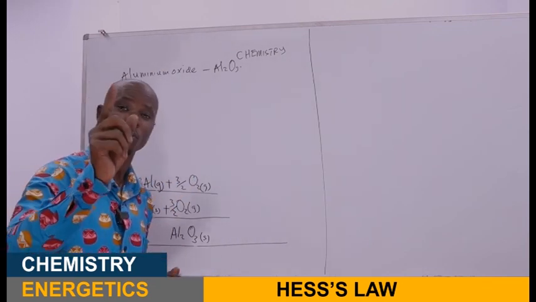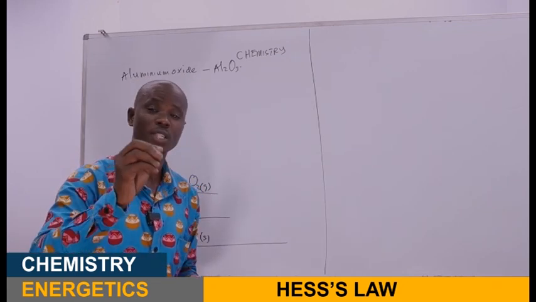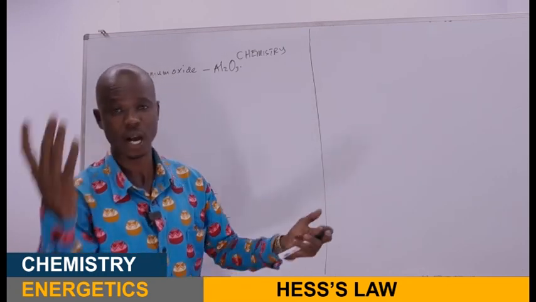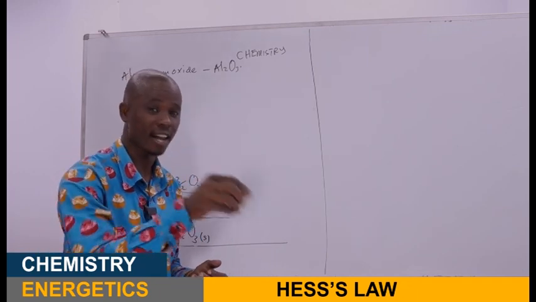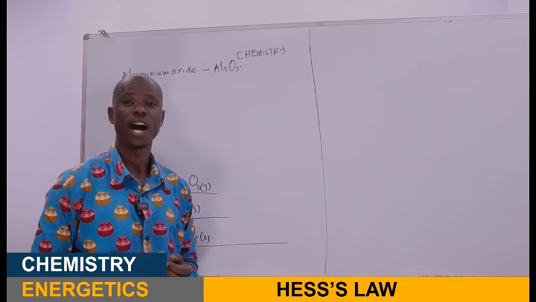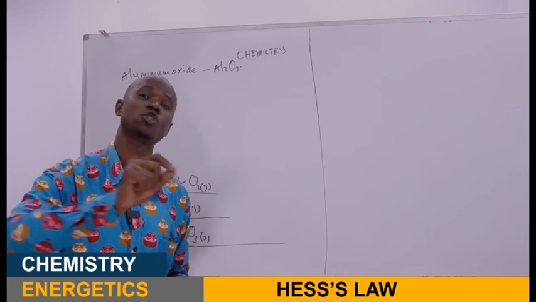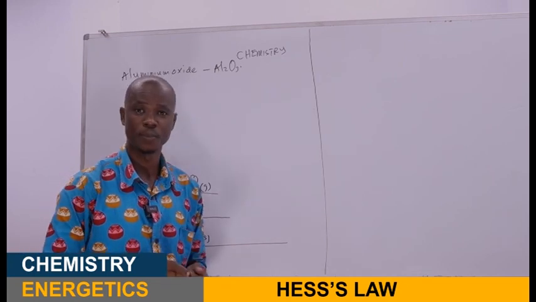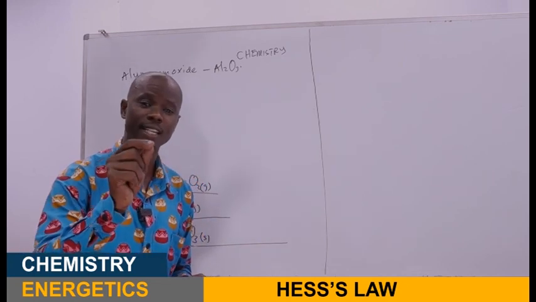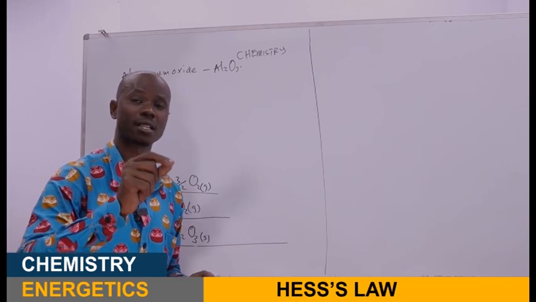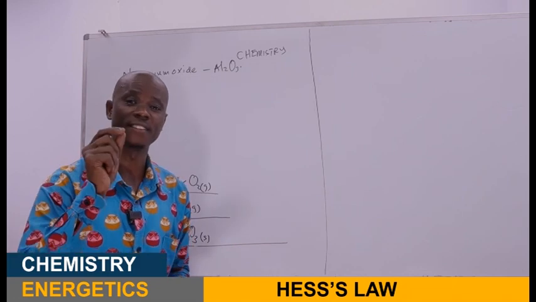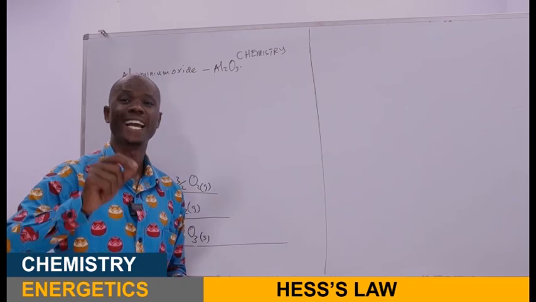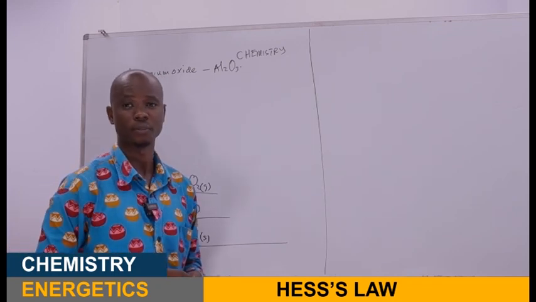Now, I said that aluminum will lose 3 electrons. Losing 3 electrons is a stepwise process. 3 electrons can't be lost at once. No, one after another. So we have the first ionization energy, which means the first electron is removed from a gaseous aluminum atom. We have the second ionization energy, which means the second electron is removed from a gaseous aluminum ion. We have the third ionization energy, which means the third electron is removed from an aluminum dipositive ion.